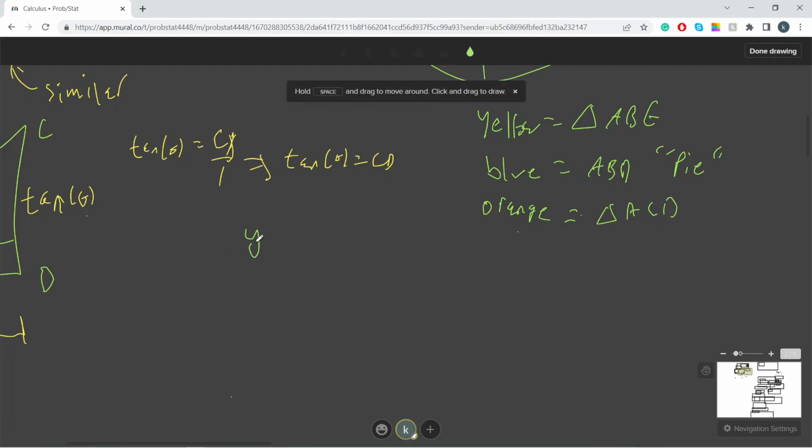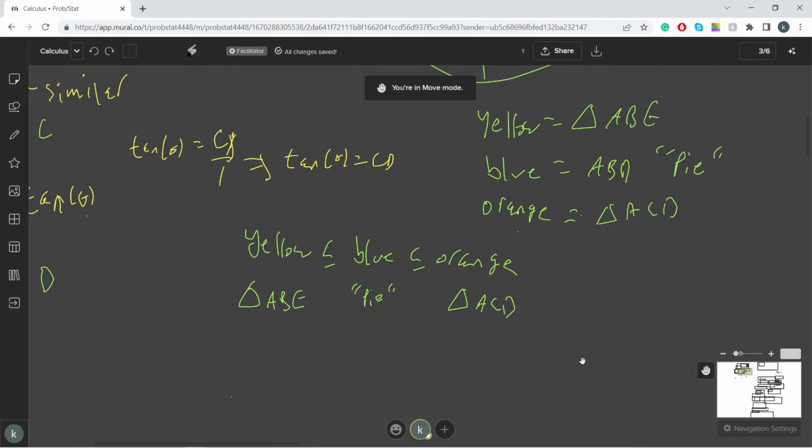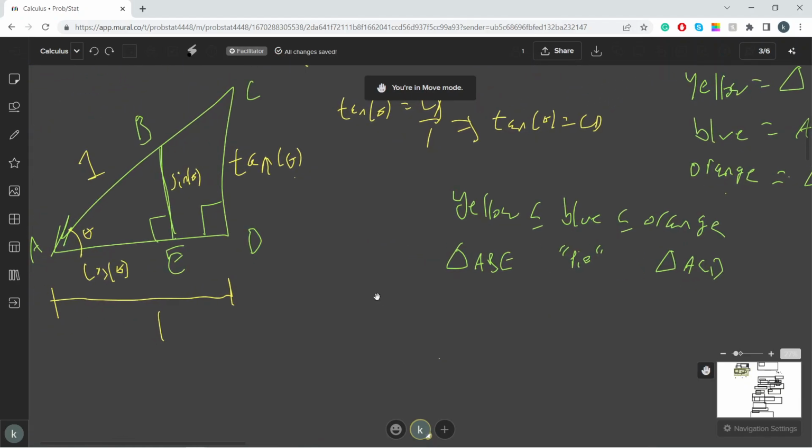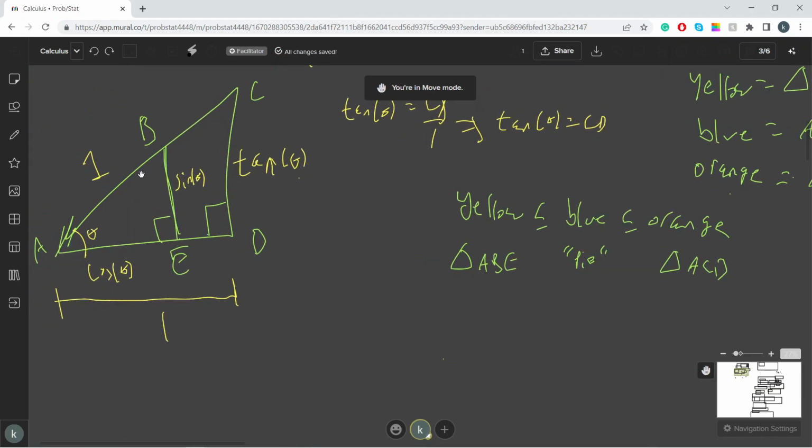So we notice that the yellow region is less than or equal to the blue region, less than or equal to the orange region. So the yellow region is represented by triangle ABE, the blue region is represented by the pie, and the orange region is represented by triangle ACD. Okay, so now that we have all these things established, we have to figure out what is triangle ABE. So what is the area of triangle ABE?